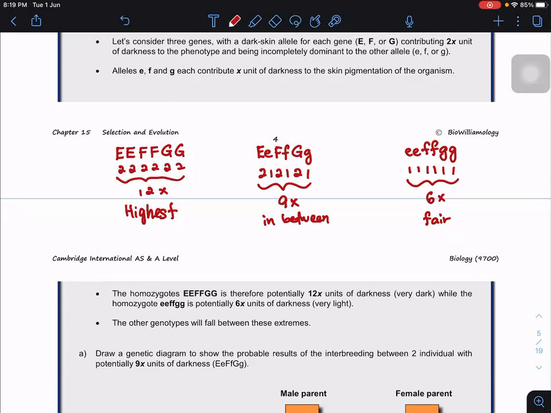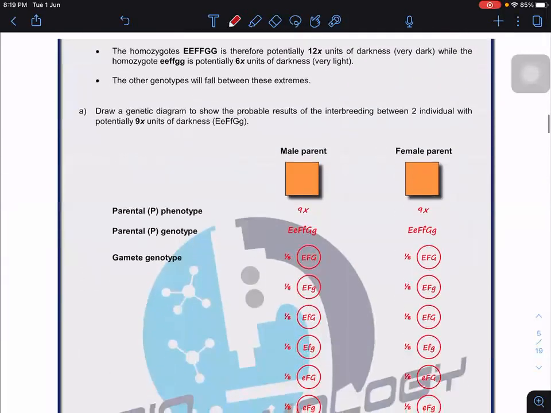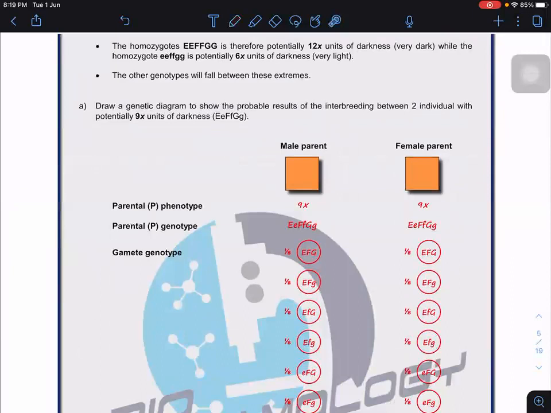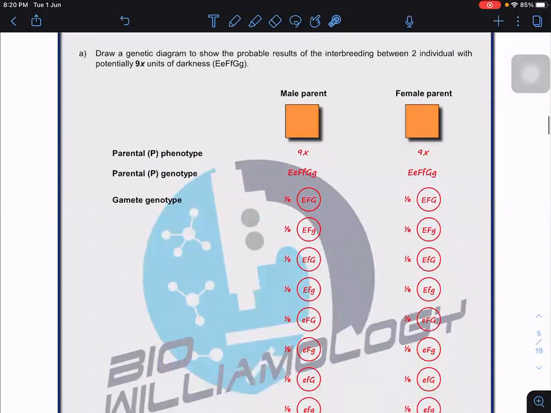In this case, you can see the homozygous big E, big F, big G has 12 times the unit of darkness, very dark, while small e, small f, small g gives us 6 times, with very light skin. So if we try with the heterozygous parents, the answer will be given later. You can see that 9-fold.